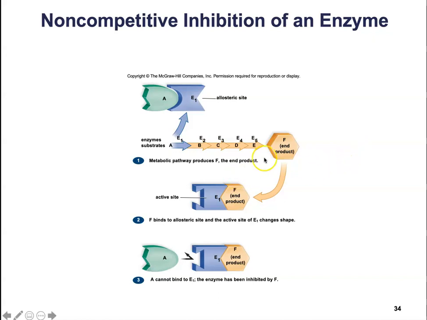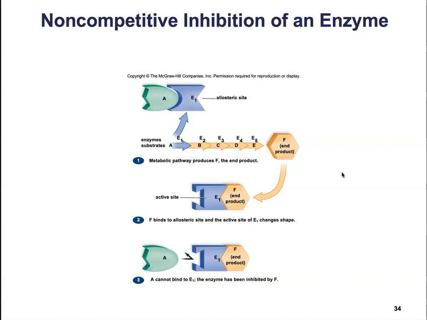One other thing I want to point out, or a question to think about: why do you think this end product inhibits enzyme 1? Why doesn't it just inhibit enzyme 5? Okay, so think about that. Why does it make sense for the cell to inhibit the enzyme that catalyzes the first reaction in the pathway rather than the last reaction in the pathway? Okay, so think about it for a second.